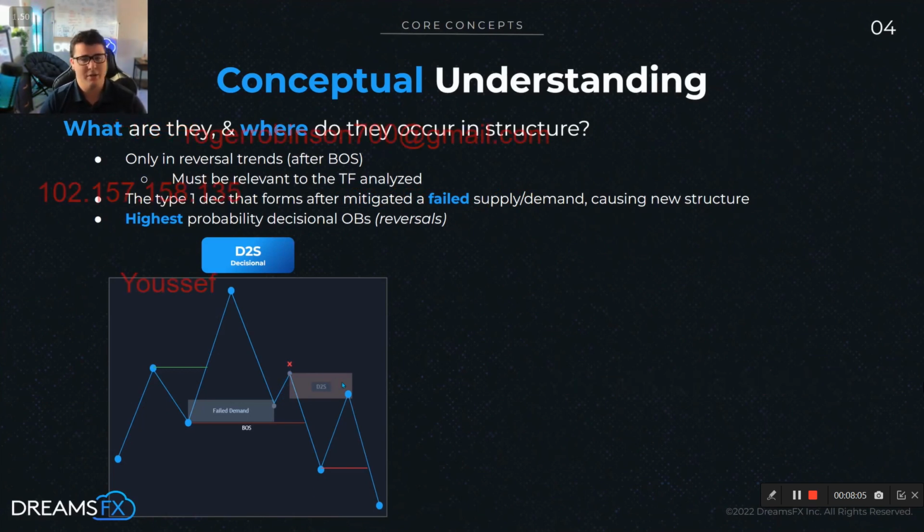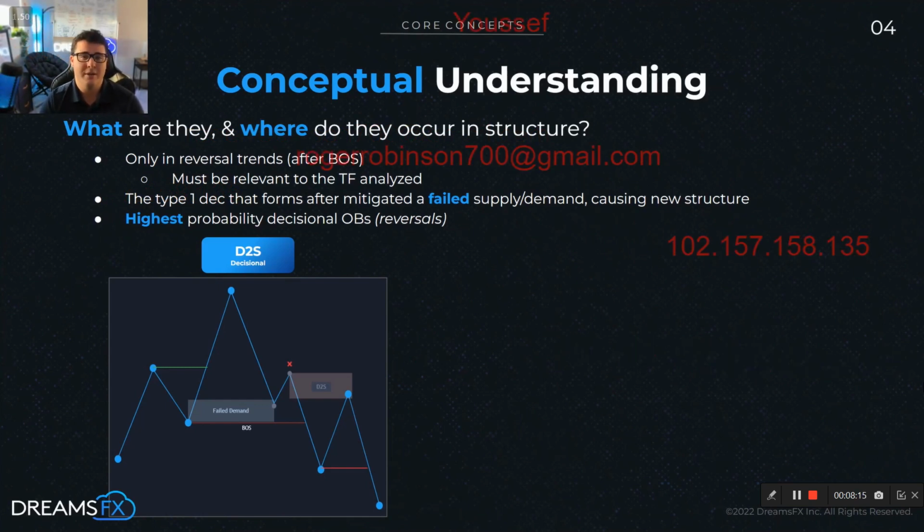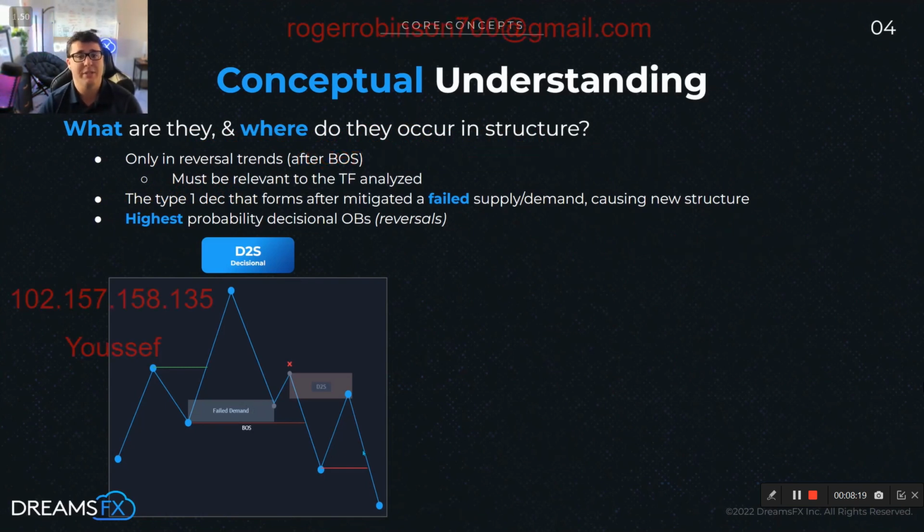You always need to zoom out to the higher time frame, and that's a skill set within itself covered in a later video about how to be agile and adaptable through multi-time frames. Okay, so let's get into the next one, right? D2S, it was in a previous uptrend. Price then breaks bearish after mitigating a failed demand, and then price continues that new bearish structure.